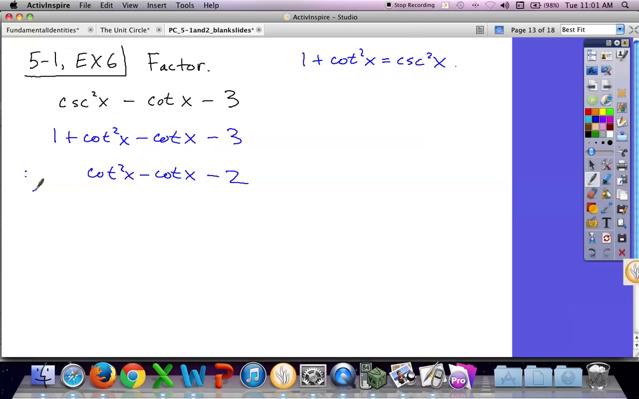Okay, now you're going to think of the fact that's a simple quadratic. Right? If you think of it like x squared minus x minus 2, how would it factor? -2 and 1, right? This would be x minus 2 times x plus 1. So this is cotangent of x minus 2 times cotangent of x plus 1. Right? Factoring is exactly the same.